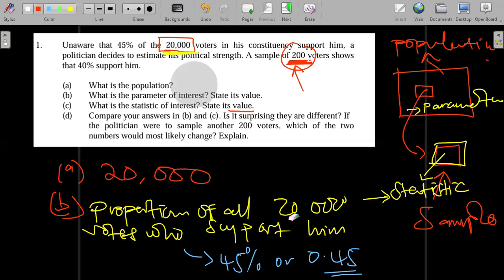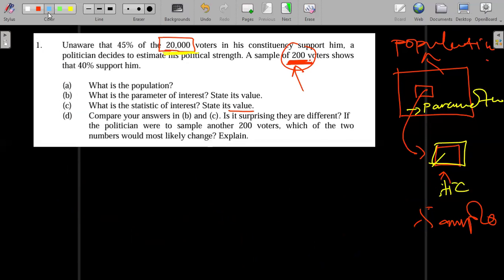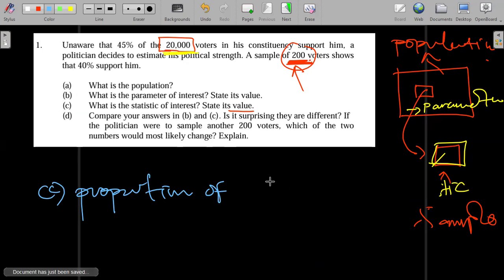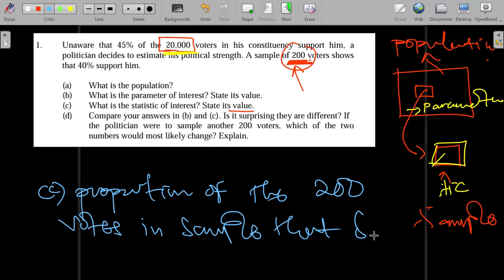Now I've run out of space here, so I can erase this part so that I write the one for statistics. So this is the proportion of the 200 voters in the sample that supports the politician.